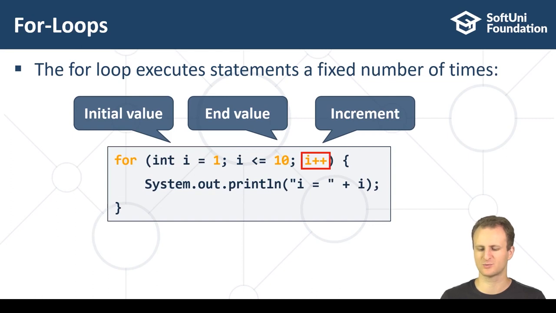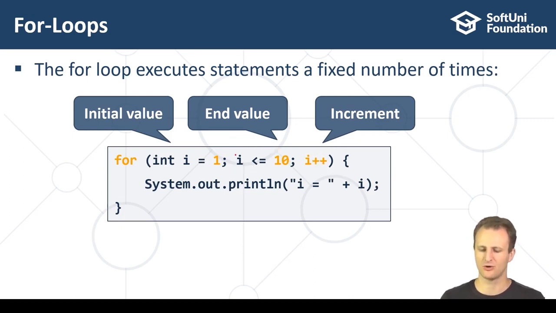This can be any expression which changes the control variable, or it can be no expression. You can miss this entirely. In that case, your loop will probably never finish, but you can. And this part over here can be any Boolean check. Just like you can add any Boolean check in an if statement or in a while statement, you can do that in a for statement over here.